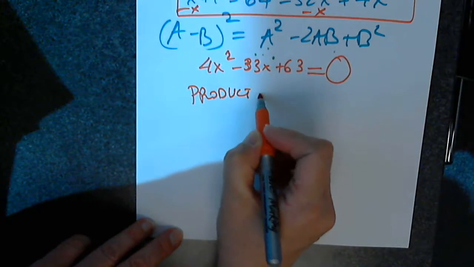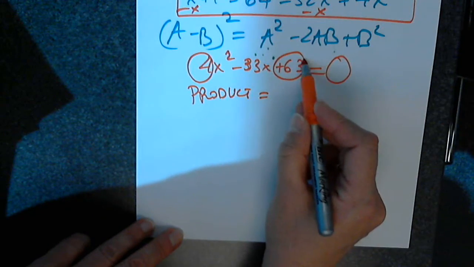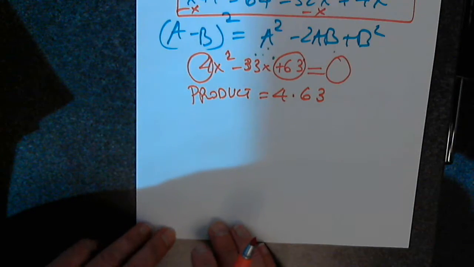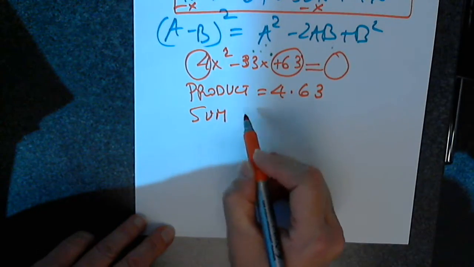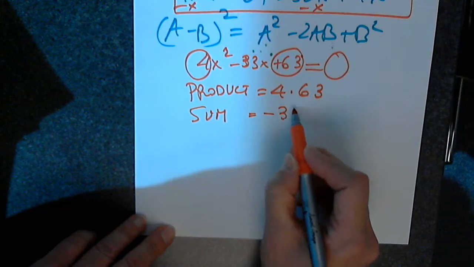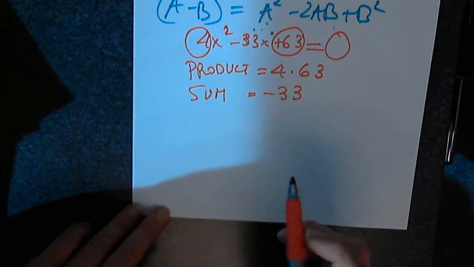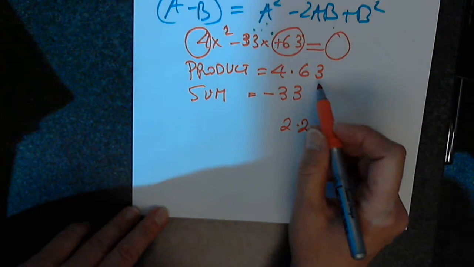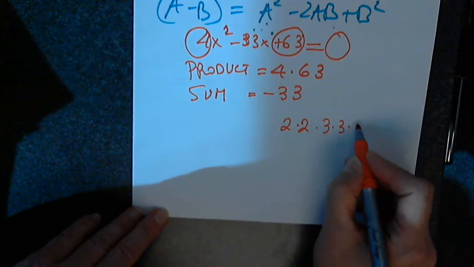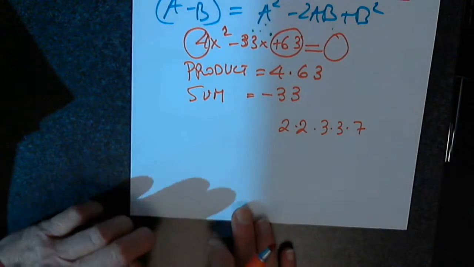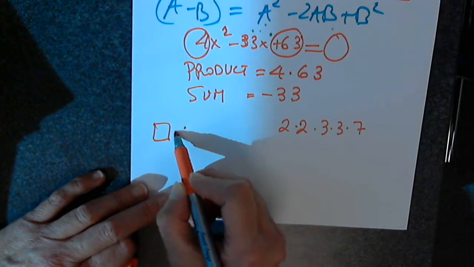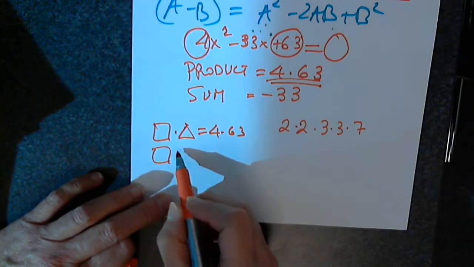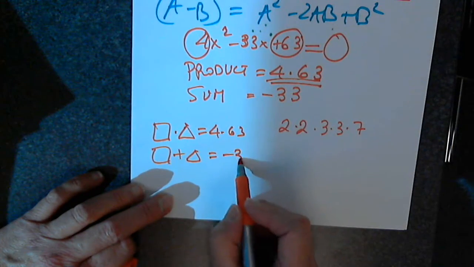Yeah. So the product is 4 times 63. You don't have to multiply it. I wouldn't. The sum of the numbers I need to determine is negative 33. So 4 is 2 times 2, and 63 is 7 times 9, which is 3 and 3 and 7. So then I need to find two numbers whose product is this, and the same numbers whose sum is this.